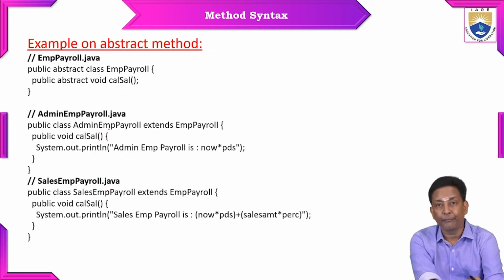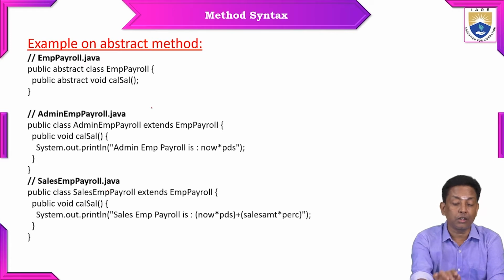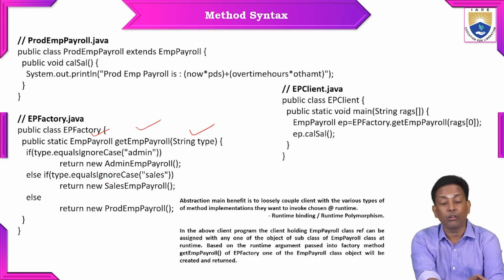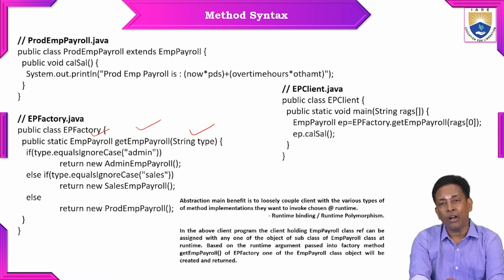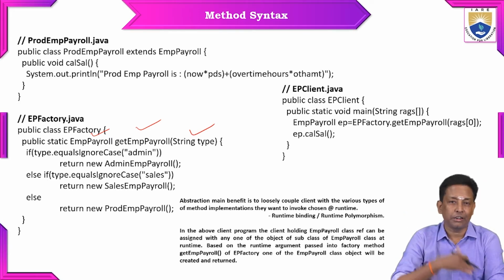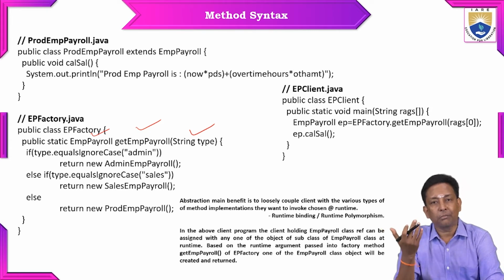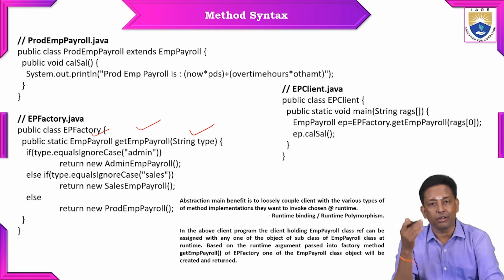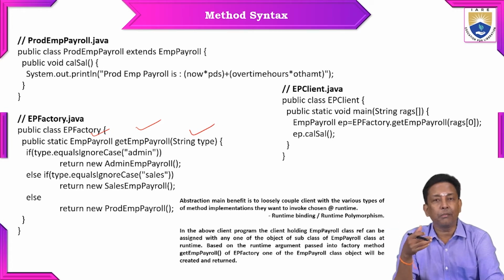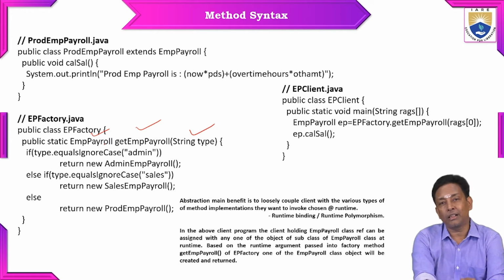Which employee payroll object? Employee payroll is now not a single class. Admin employee payroll is also an employee payroll. Sales employee payroll is also a payroll. Production employee payroll is also a payroll. All child classes of the employee payroll class are objects of employee payroll only. It is like a parent and child relationship, a father and son relationship. So you can claim production employee, sales employee, admin employee, HR employee as employee payroll. All are employee payroll type objects. So that is why the method return type is employee payroll.